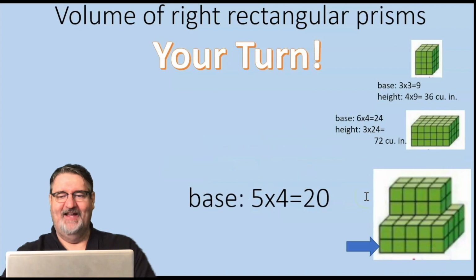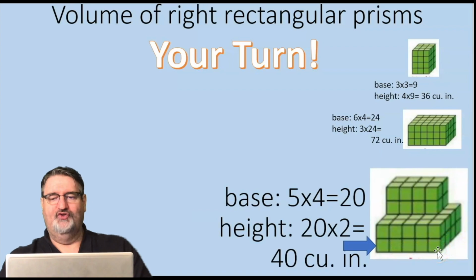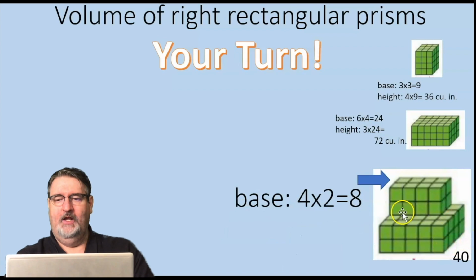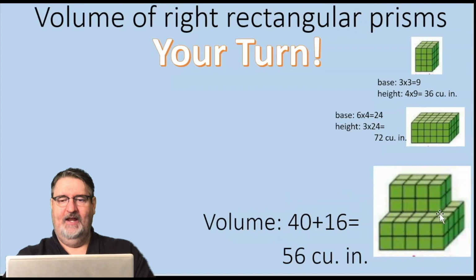All right, on this last one, there's 2 parts to this. The first one, the base is 5 times 4, and we come up with 20. The height is 2. And so 20 times 2 is 40 cubic inches. For the second one, the base is 4 times 2, and that's 8. The height is 2, so 8 times 2 is 16. And so we have to add those 2. We have 40 plus 16 equals 56 cubic inches. And if you got that, you did an awesome job.